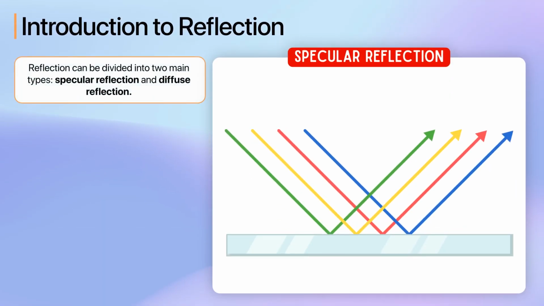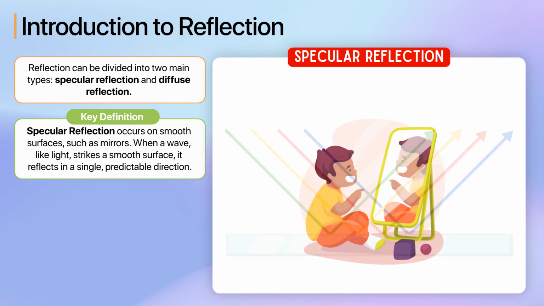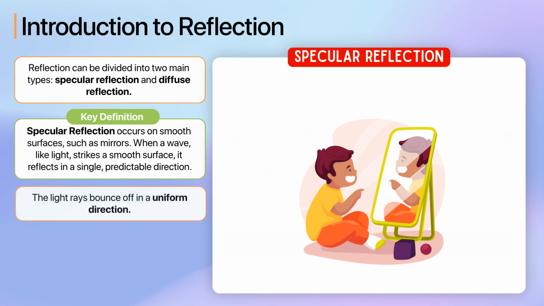Reflection can be divided into two main types, specular reflection and diffuse reflection. Specular reflection occurs on smooth surfaces, such as mirrors. When a wave, like light, strikes a smooth surface, it reflects in a single, predictable direction. This is why you can see a clear image in a mirror. The light rays bounce off in a uniform direction.